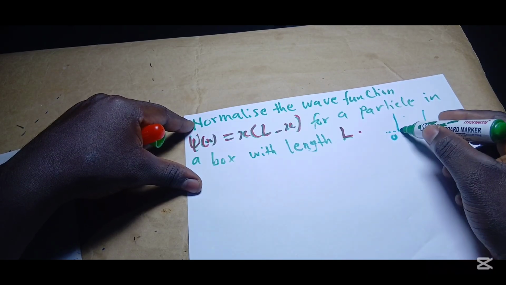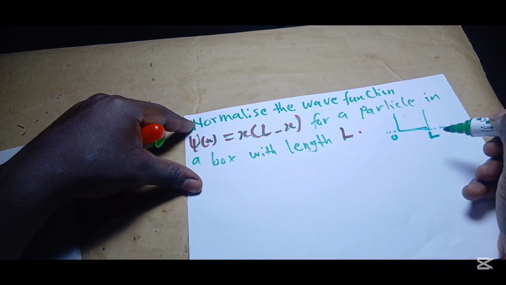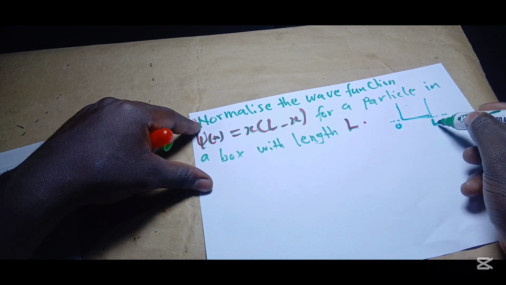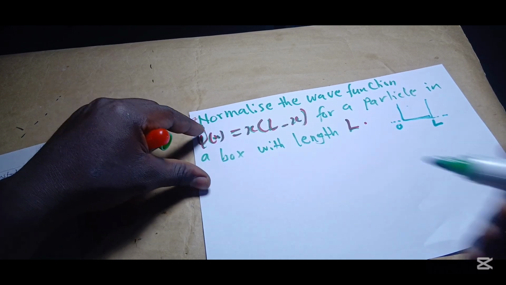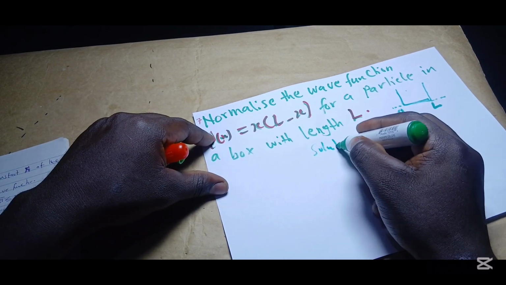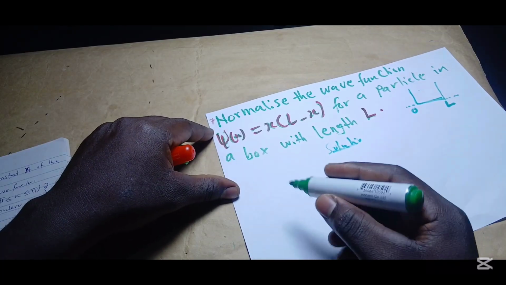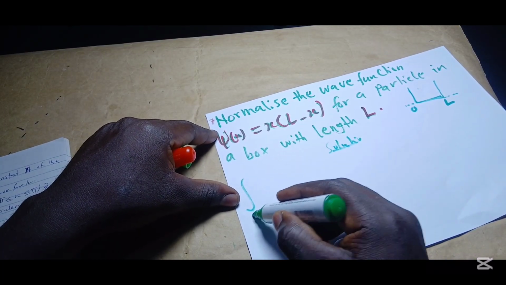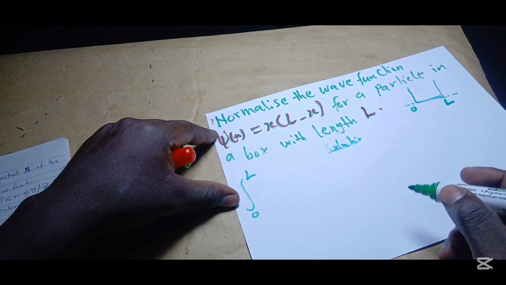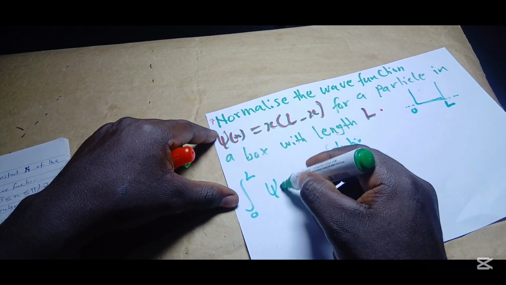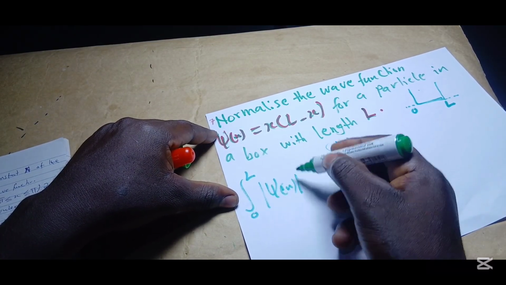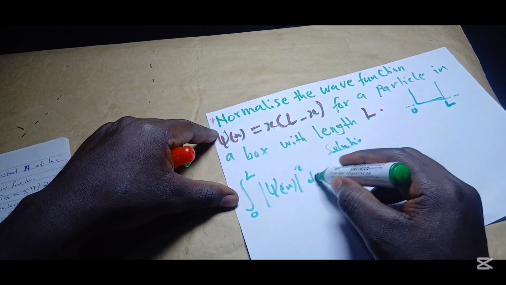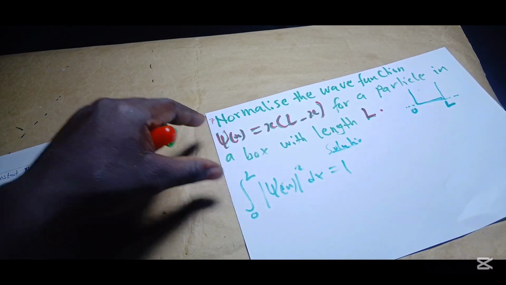And the chances of finding it is in the box of length L. So our limit of integration is 0 to L. And the probability of us to find the particle, 100% probability of finding a particle in the box, equals the integral from 0 to L, that is our limit of integration, of the absolute value of psi of x squared dx equal 1.